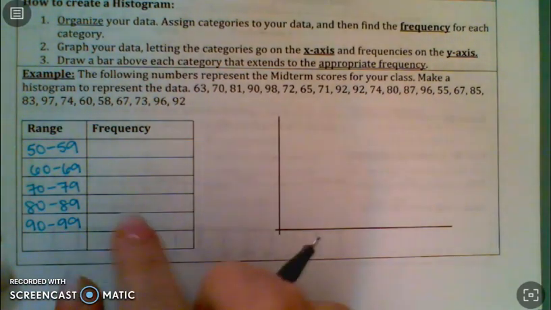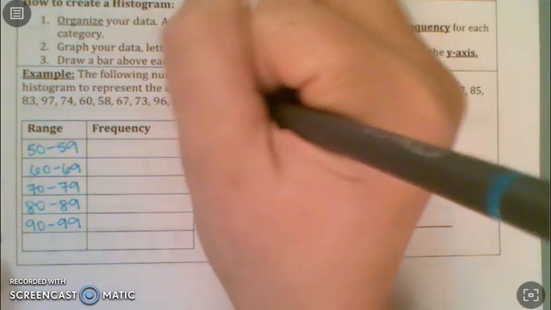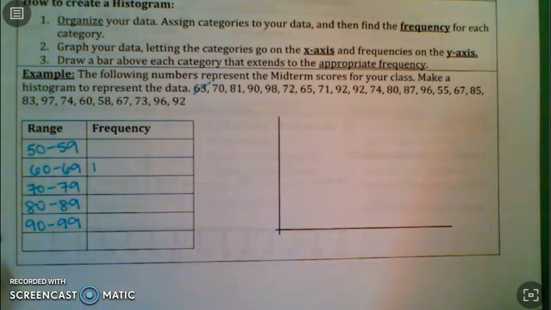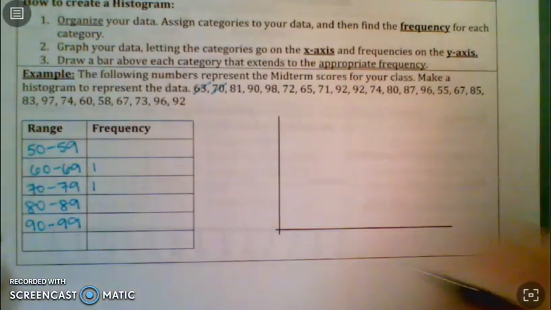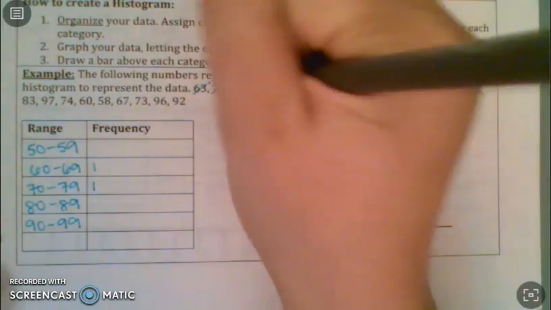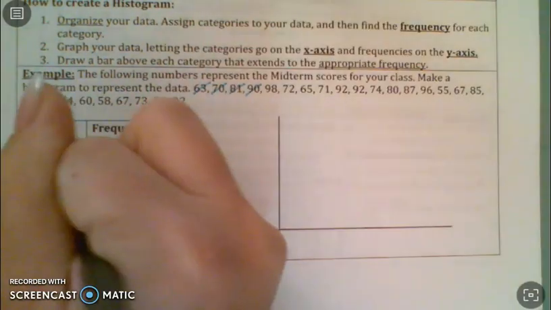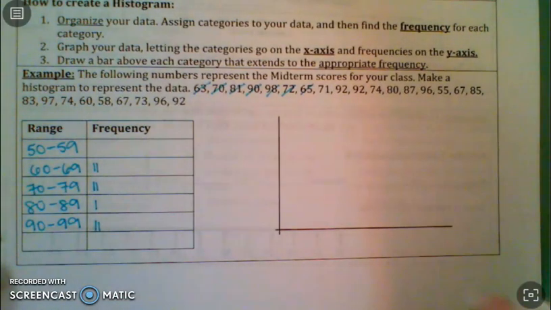So now we're going to tally them up. So 63, I'm going to cross it out and put a tally on the 60 to 69. 70 goes in 70 to 79. 81, 90, 98, 72, 65. So I'm just going through and tallying them up. So you go ahead and do this while I'm doing this.